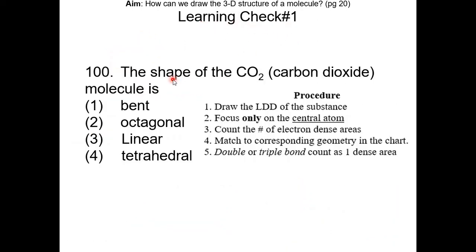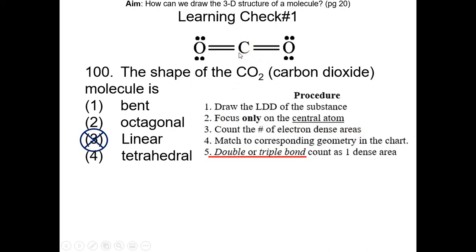Learning check number 1. The shape of the CO2 carbon dioxide molecule is what? Pause the video and resume once you complete it. So the answer is choice 3, linear. The first step is to draw the Lewis dot diagram of CO2. Then you focus only on the central atom, which is carbon. Count the number of electron dense areas around this carbon. So this carbon has 2 electron dense areas. Keep in mind, a double bond counts as 1 dense area.